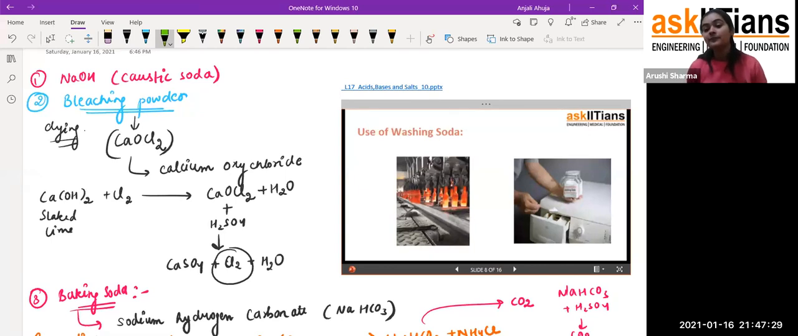And one of the very important uses of washing soda is that it is used to remove the hardness of water, sorry, not permanent, the temporary hardness of the water. Now you'll say, ma'am, what is hardness? I don't know if you know this thing or not. Students, we have two types of water. One is the soft water and another is the hard water. You'll say, ma'am, we drink water generally, we don't think whether it is soft or hard. What's the soft water, what's the hard water?